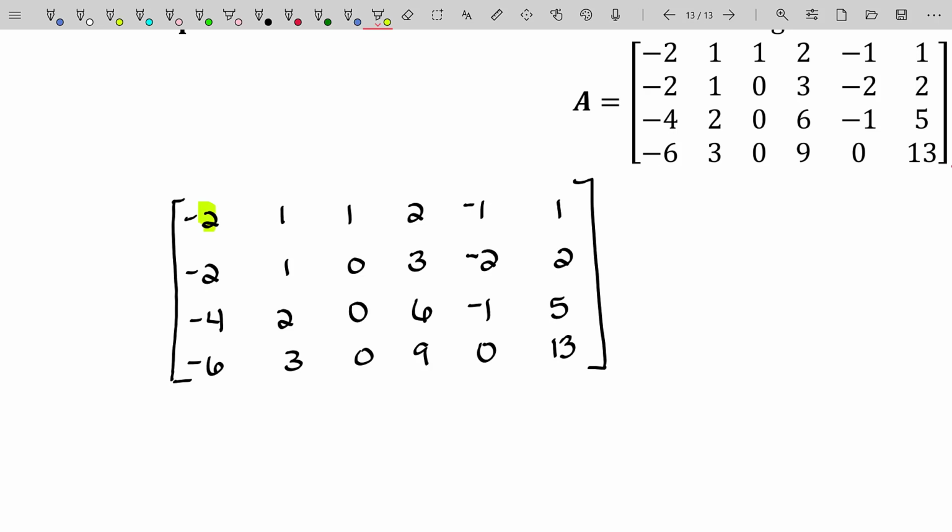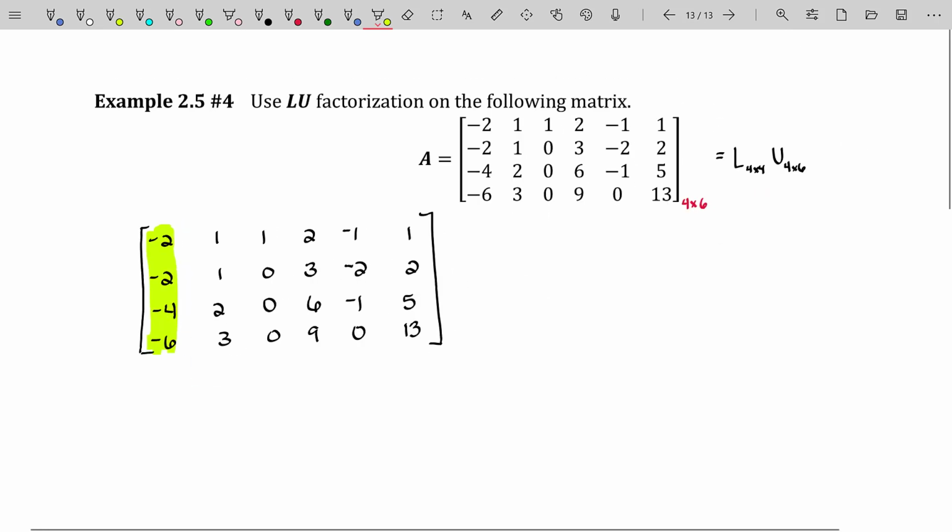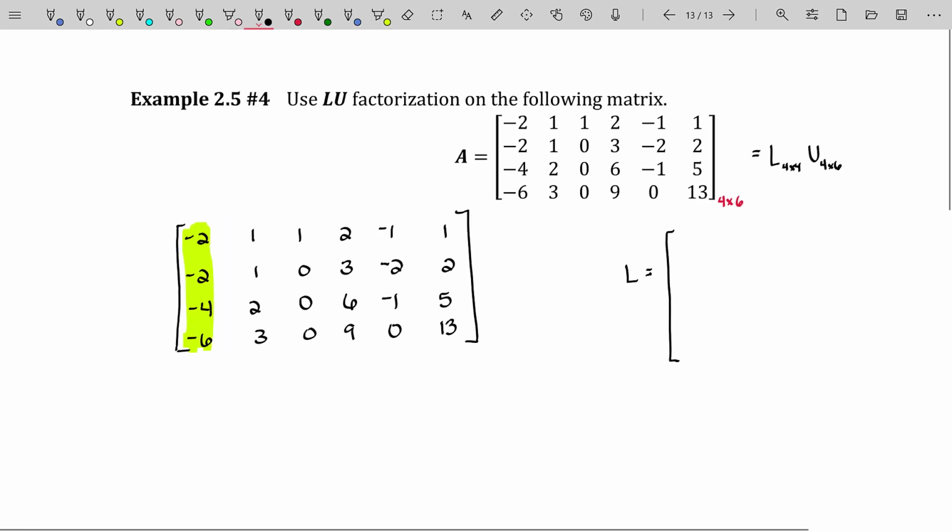I am going to highlight starting at the first pivot in that entire column. If I were to take that entire column and divide it by the value of the pivot, dividing each of these entries by a negative 2, I would get 1, 1, 2, 3. That is my first column of my lower triangular matrix. Believe it or not, it goes that quickly. Now I'm going to start my row reduction.